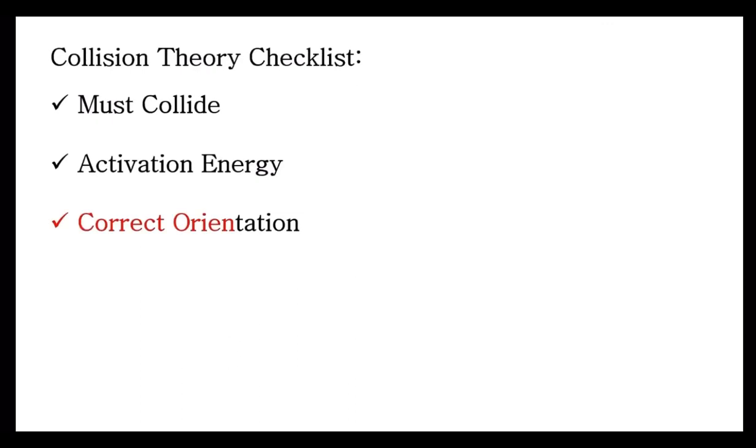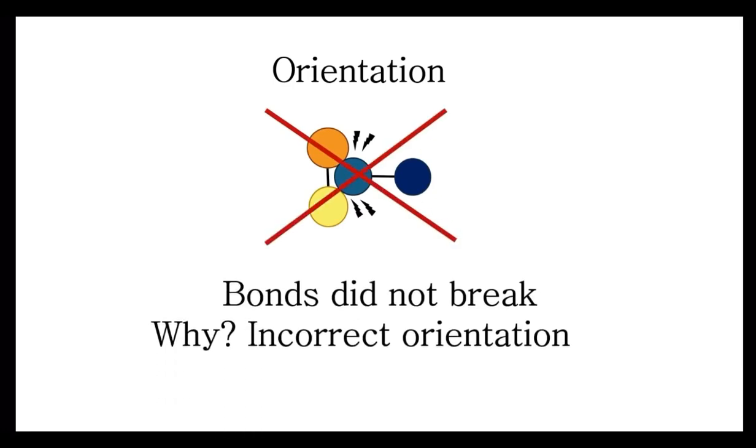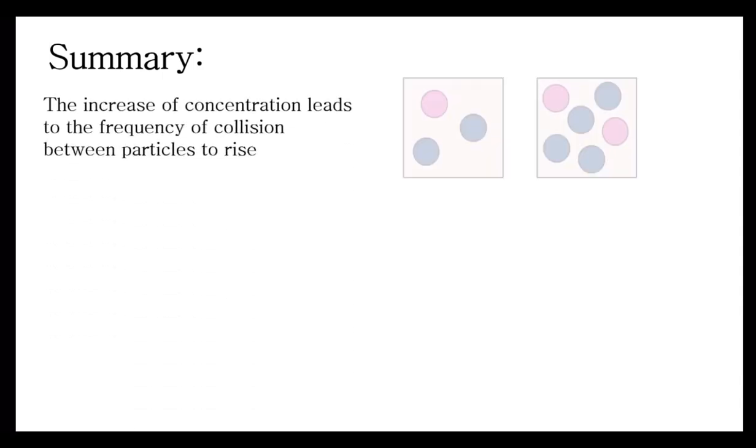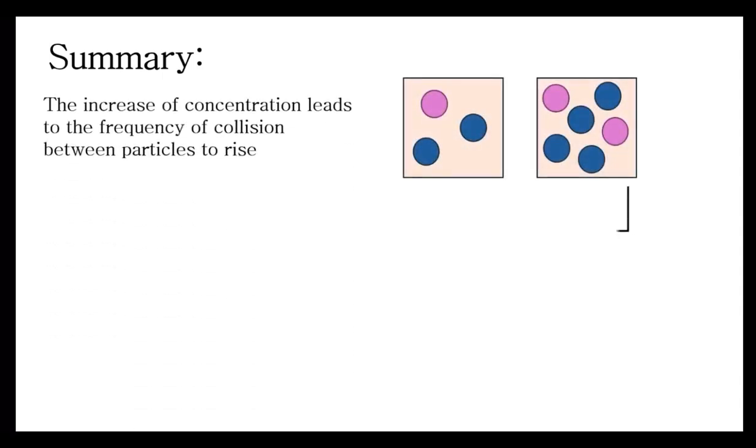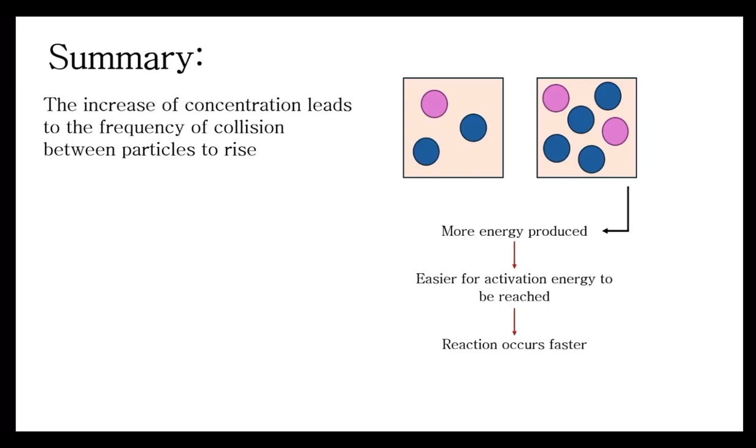The last factor is the particle's orientation. Even if two particles collide at the right speed, their bonds may not break if they do not collide at the right angle. So, to reiterate, the increase of concentration leads to the frequency of collision between particles to rise. Statistically, we can assume the number of successful collisions grows, ultimately meaning more energy is produced, allowing the energy barrier or activation energy to be overcome, therefore causing the reaction to occur faster.